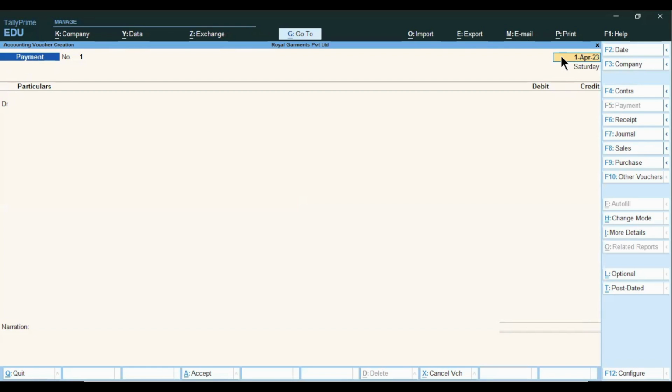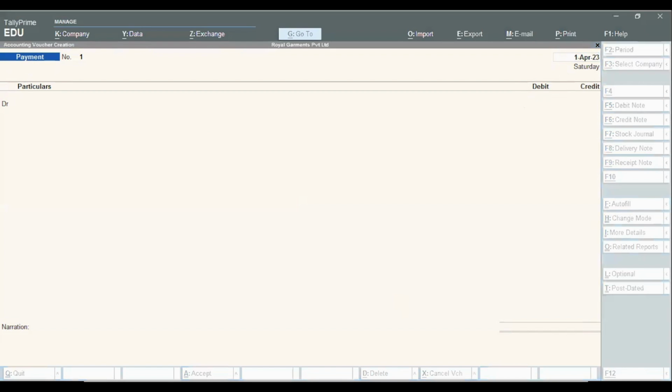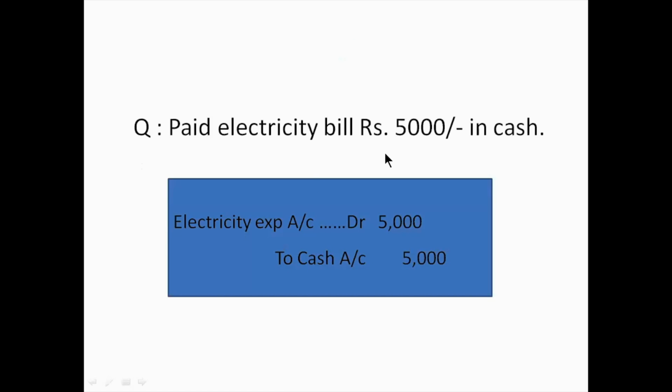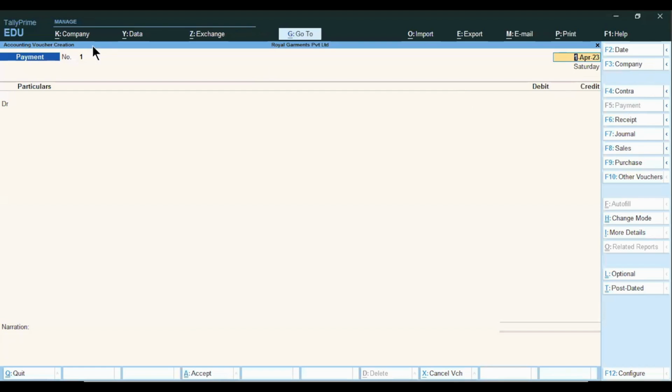First of all, we need to enter the date. Okay, so let me check what is the transaction available for payment voucher. The question is, we paid electricity bill of rupees 5,000 in cash. So electricity expense account debit to cash will be our entry. And this is the payment voucher. So we will enter this through payment voucher, that is F5. So F5 we have already selected. Now date, suppose it is on 2nd of April. So you can just enter the date over here or press F2 to change the date.